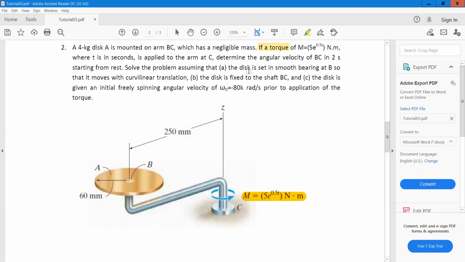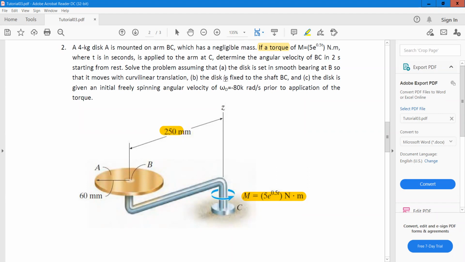So in part A, when we assume that this disk is moving in a curvilinear translation, it means that we can assume that this is a particle, as we can assume that it doesn't have any dimension, and in our calculation we can treat it as a particle. So the mass moment of inertia of this disk about this axis z is equal to the mass times length squared, which length is 250.